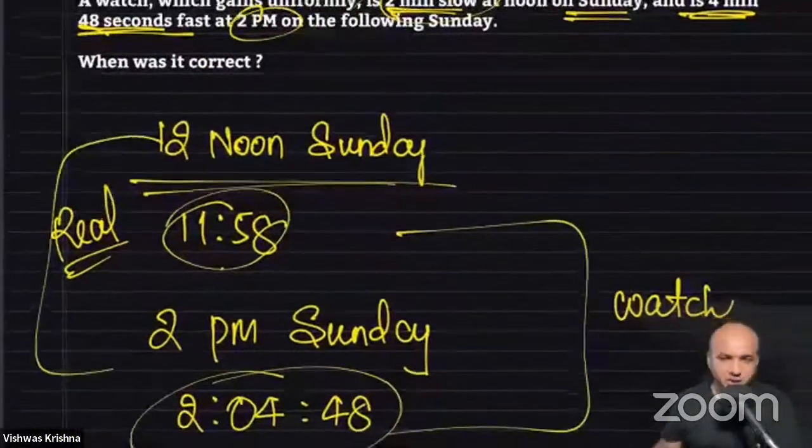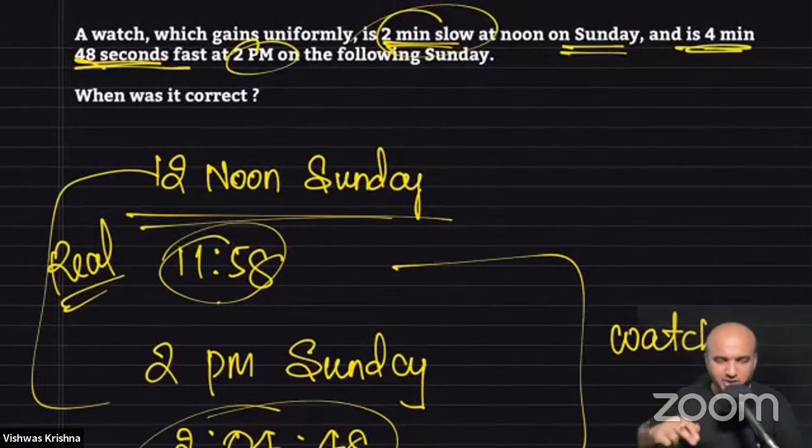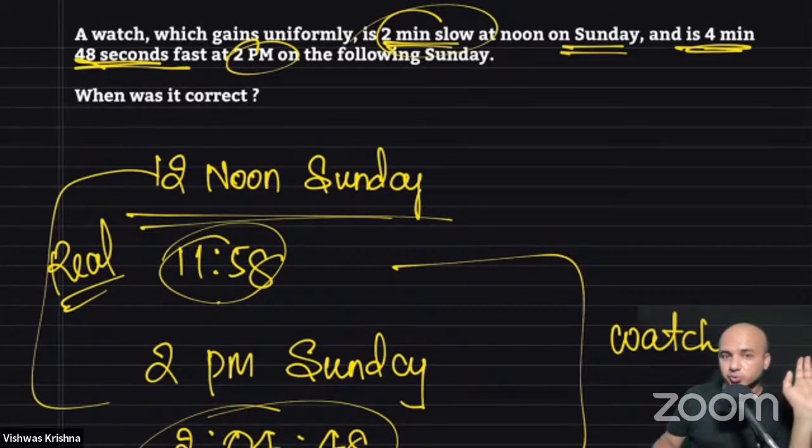I will explain. Kavya, what has happened here is, on last Sunday, we'll consider this, it is easier to understand. Last Sunday, what was the watch showing? Last Sunday the watch was actually 2 minutes slow. At what time? At 12 noon. At 12 noon the watch was 2 minutes slow. That means instead of 12 noon it was showing how much? 11:58.